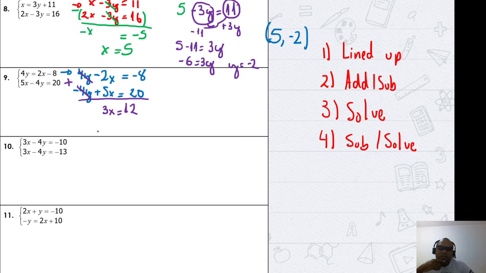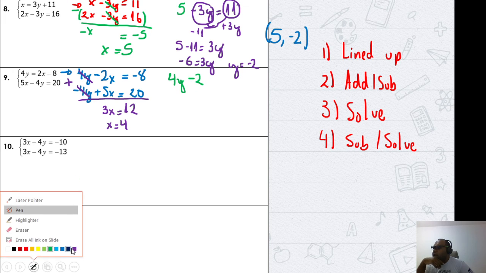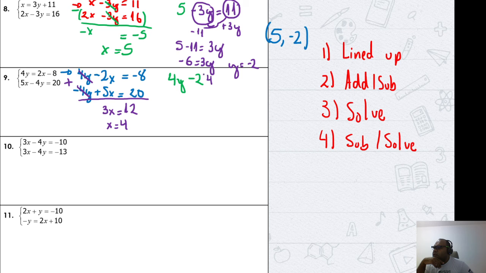How many times does 3 go into 12? Oh, 4 times. x equals 4. Let's right now use that number in the first equation. We're working on it. What's the equation? Let's use the first one. 4y minus 2x. Let me rewrite this one as 4y minus 2. Instead of writing x, I will write the number 4. Negative 2 times 4 is negative 8.